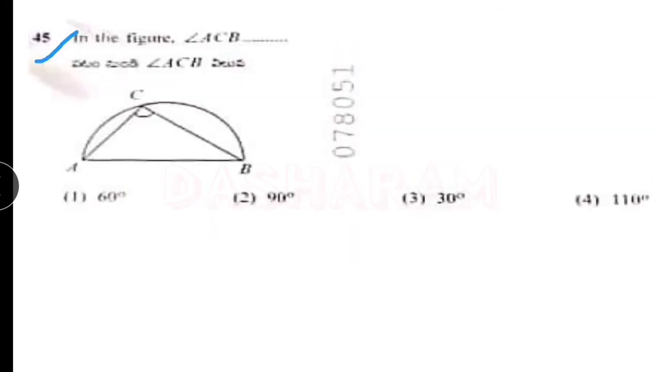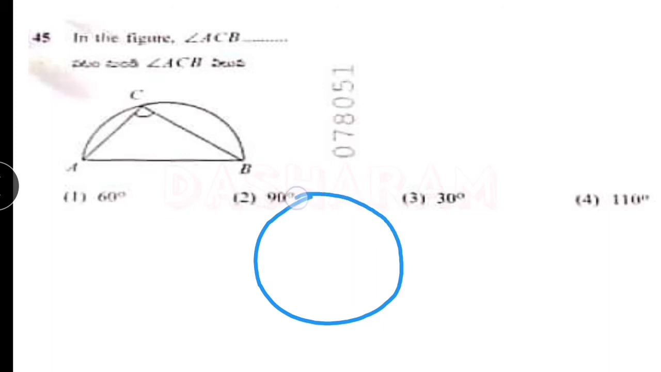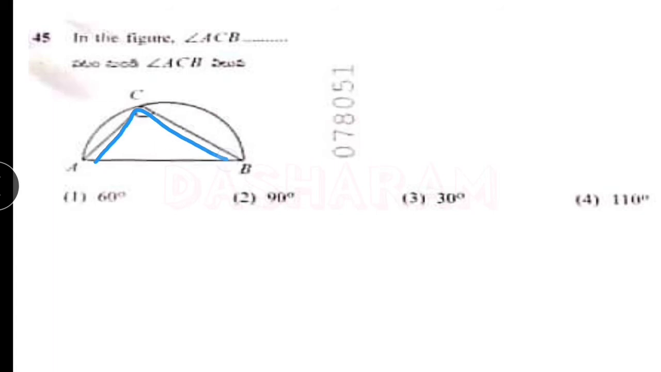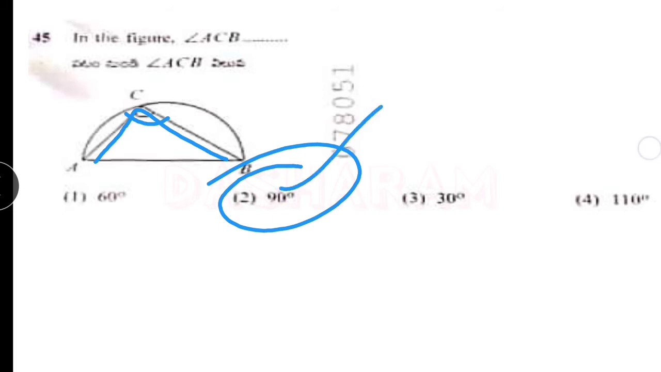45th question, in the figure angle ACB. See here, this is a semicircle figure. What is the difference between a semicircle and a major segment? Major segment means, for example, here is a circle, here is a center O. This is called a major segment. Major segment means more than half of the area, but semicircle means exactly half of the area. So the angle in a semicircle is always 90 degrees. You can verify it practically. So option 2 is correct.